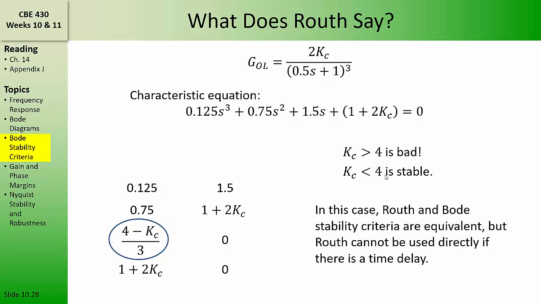In this case, both the Routh and the Bode stability criterion are equivalent, but the Routh cannot be used directly if there is a time delay in our open loop transfer function. We'll show this with an example that contains a time delay in the next video.